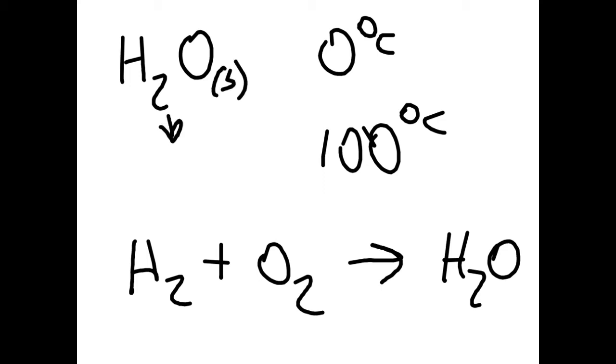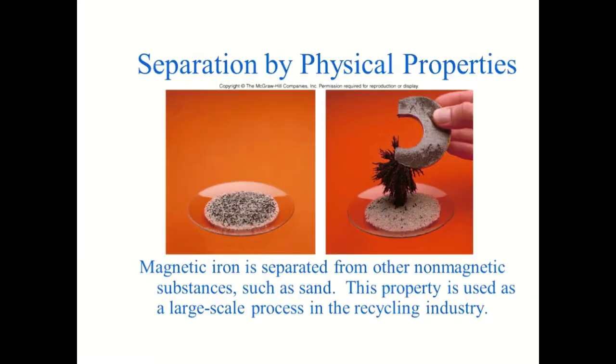This is chemical, this is physical. Okay? H2O solid to H2O liquid, that would be a physical change. This would be a chemical change. Chemical changes are observed through chemical reactions. That's how I can observe that a chemical change is occurring, because a reaction is taking place. Okay?